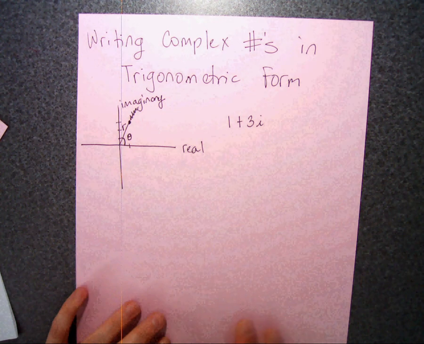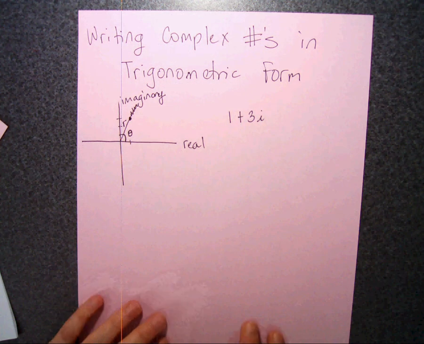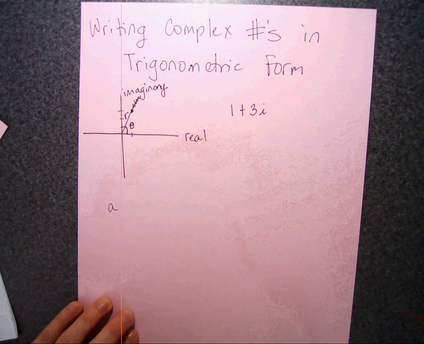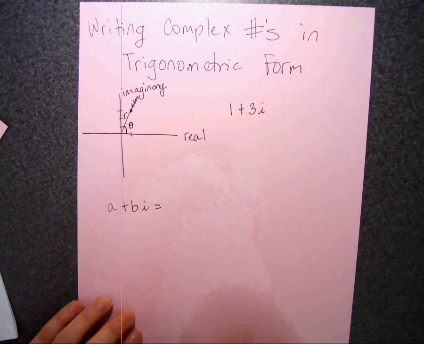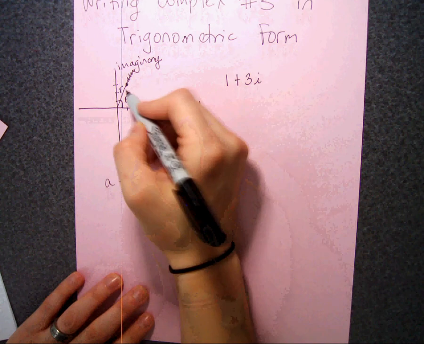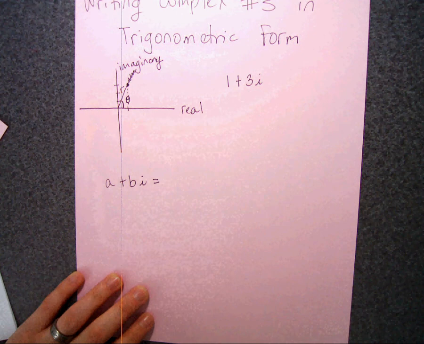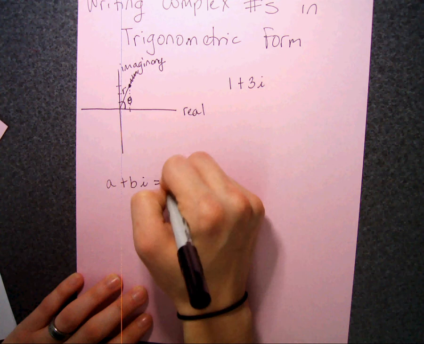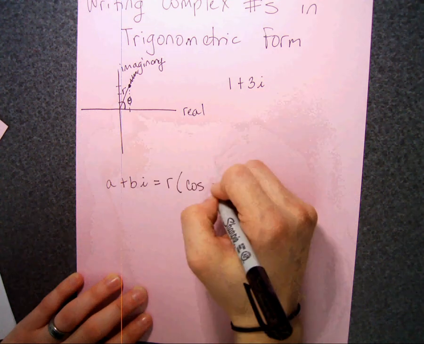So if I want to write a complex number, a plus bi, in trigonometric form, it's going to equal this r value, the hypotenuse of this triangle, and we'll talk about that in just a second. So it is trig. Can you all see that? Yeah? Okay. So r times cosine of the angle that's formed plus i times sine of the angle that's formed.